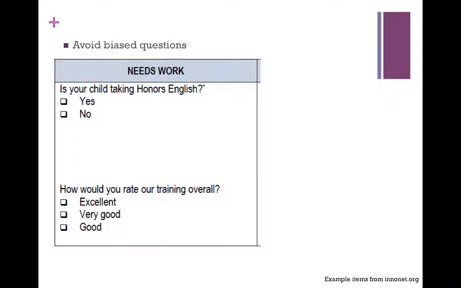Take a look at this survey item. What is wrong with it? These two questions are biased. The first communicates that honors English is the only and best type of English class. The second limits the type of response from participants to give a positive rating for the training.